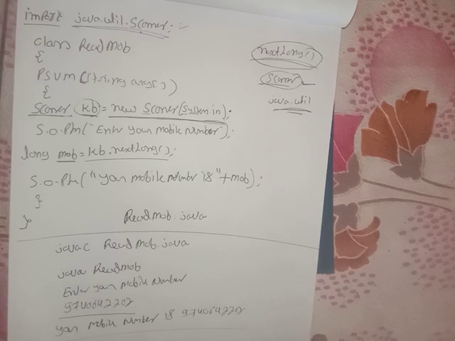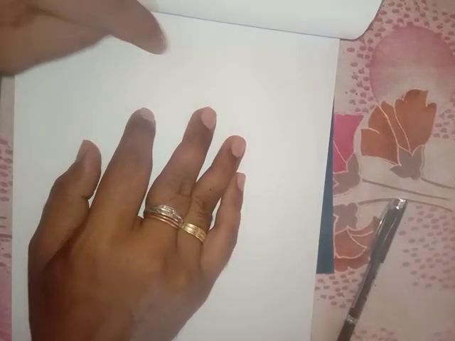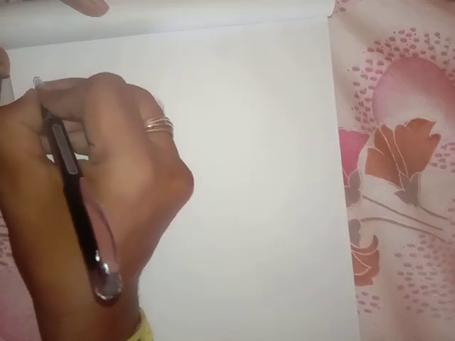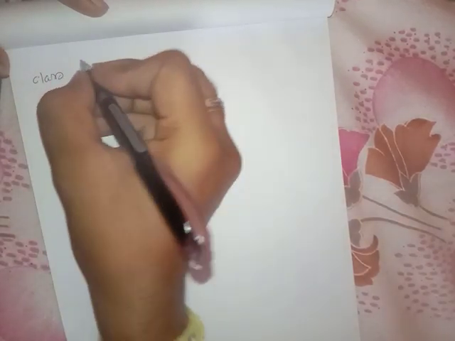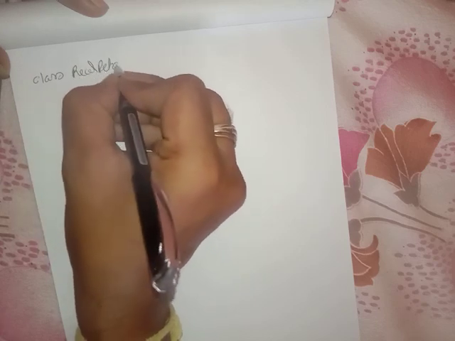The same way, I want to read my name and my age. Now I want to read two items from the user. When I run the program, I want to read the name and the age. Let's take an example. Everything should be in a class, so I gave the class name ReadDetails.